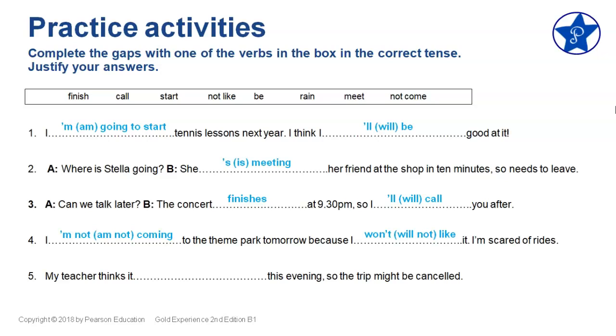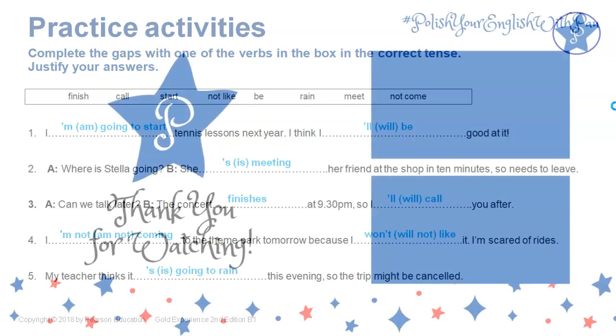And finally, my teacher thinks it is going to rain this evening, so this trip might be cancelled. It's a prediction, probably based on evidence, like probably the teacher has seen the sky or maybe even the weather forecast. So my teacher thinks it's going to rain this evening, so the trip might be cancelled. And that is everything for today.